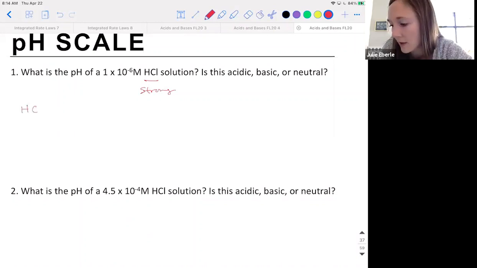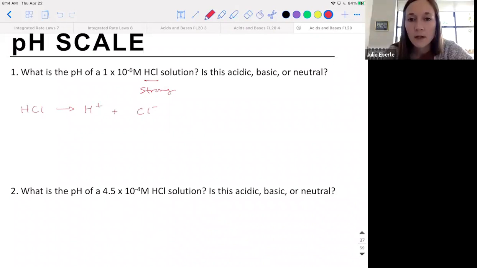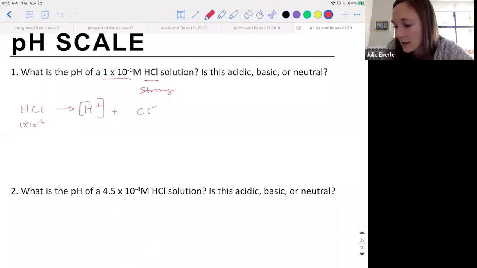Let's draw that out. HCl disassociates to H plus and Cl minus. So to calculate pH, we need the concentration of this guy, H plus. Now, initially, we say we have a solution of 1 times 10 to the minus 6 of that, and we have 0 of these things. But we know that it's going to 100% disassociate in solution. So we're actually going to end up with 0 of this and 1 times 10 to the minus 6, we're going to get all products.